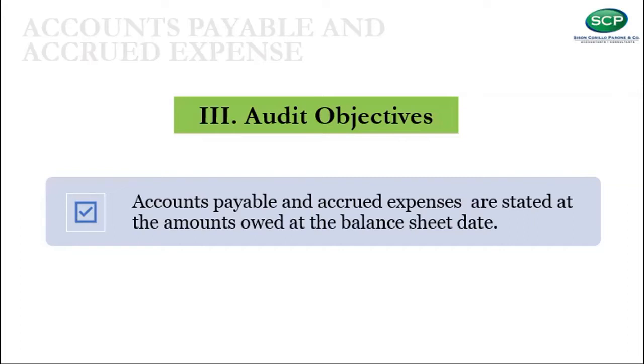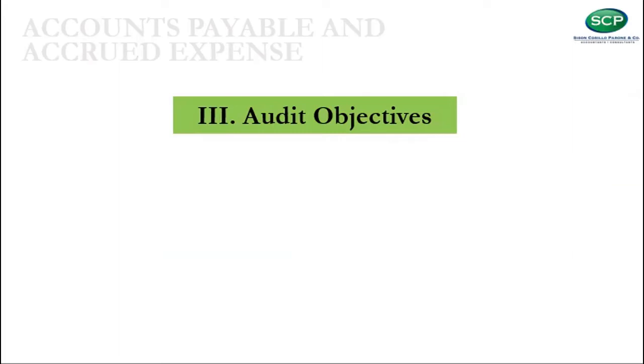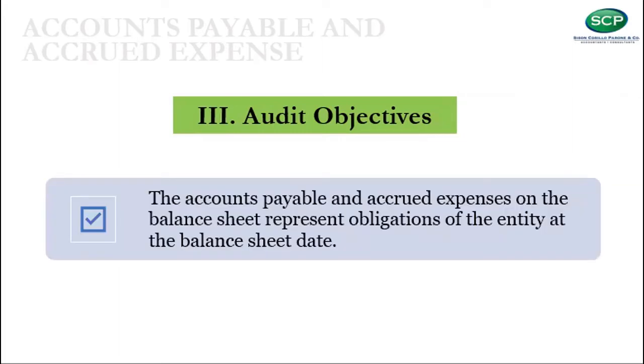The next audit objective is to ascertain that the accounts payable and accrued expenses on the balance sheet represent obligations of the entity at the balance sheet date. As with any other transaction or event recorded by the company, the substantive audit procedures that we will perform should be able to ascertain that the accounts payable and accrued expenses represent amounts due from the company and not from any other party. So talagang due siya from the company.